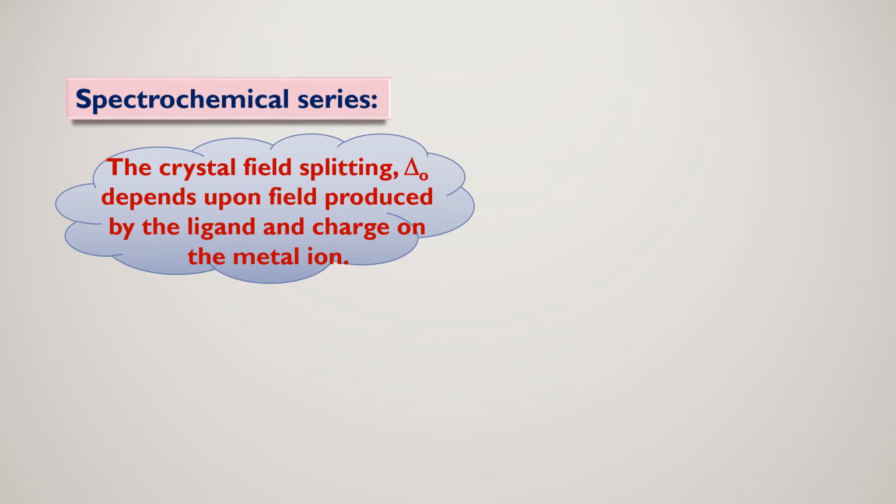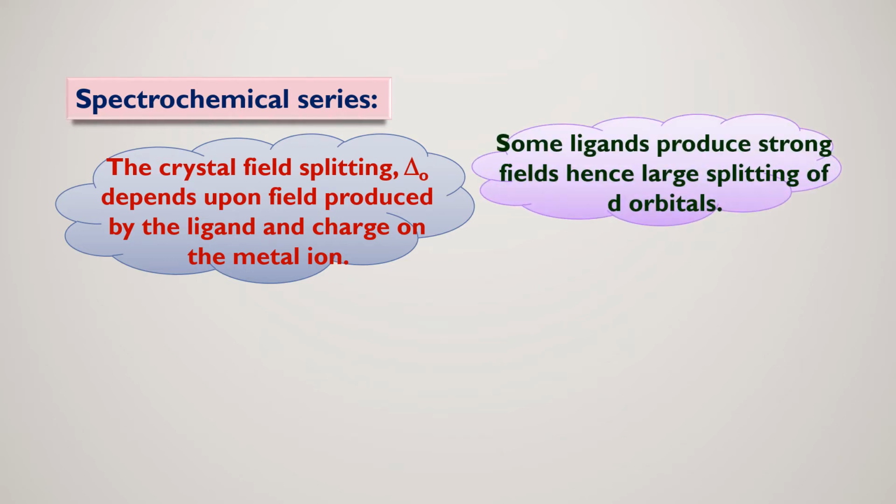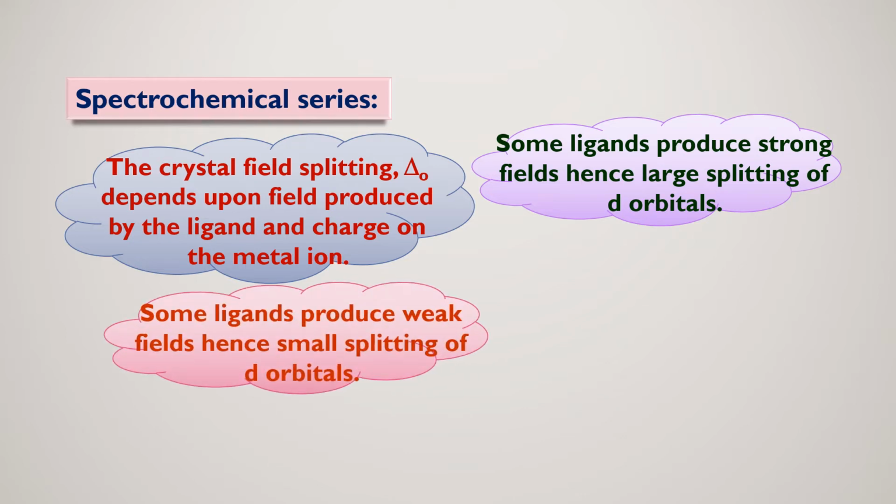The spectrochemical series. So the crystal field splitting, that is delta naught, depends upon the field produced by the ligand and the charge on the metal ion. Some ligands produce a strong field, hence there will be a large splitting of d orbitals. Some ligands produce a weak field, hence small splitting of d orbitals.